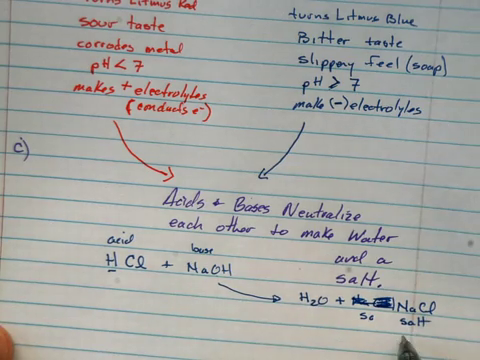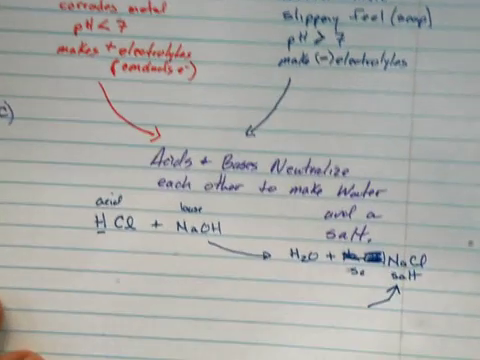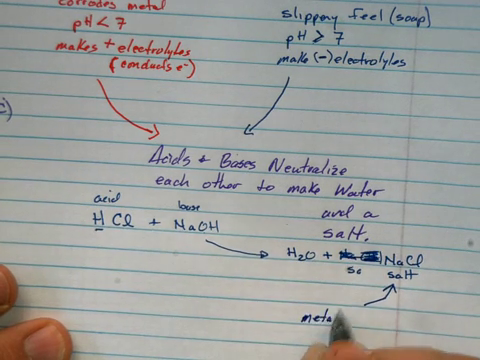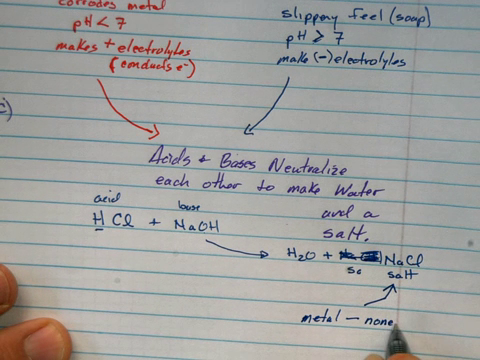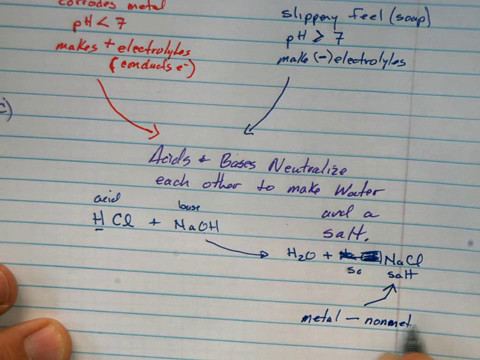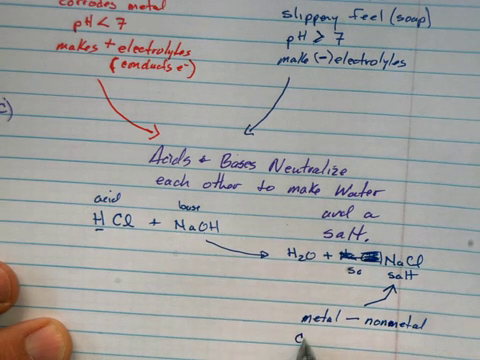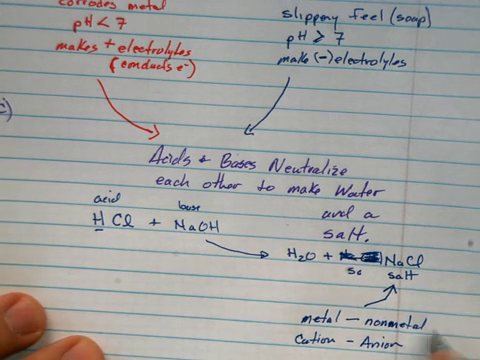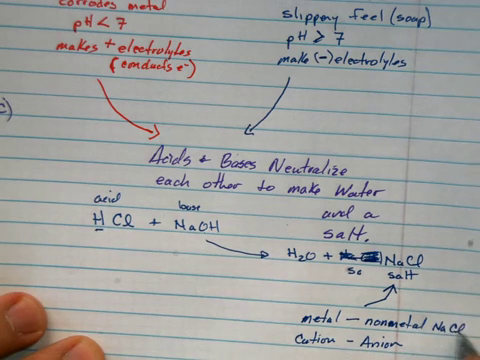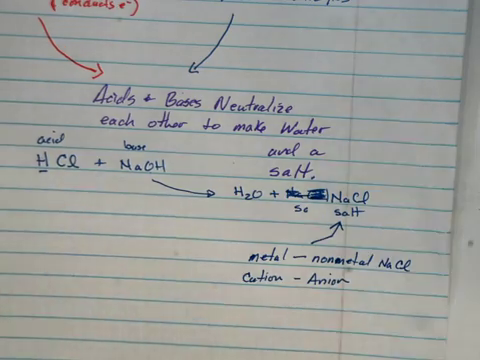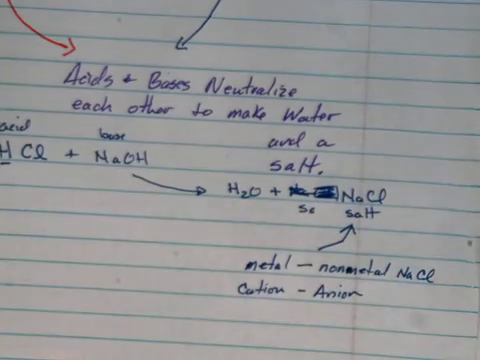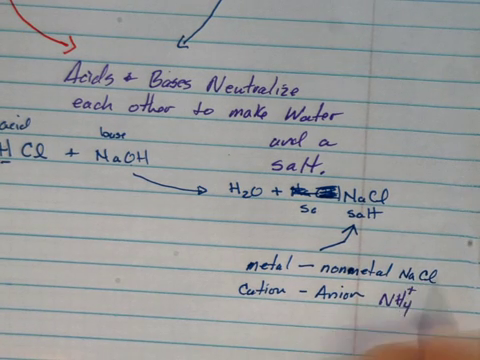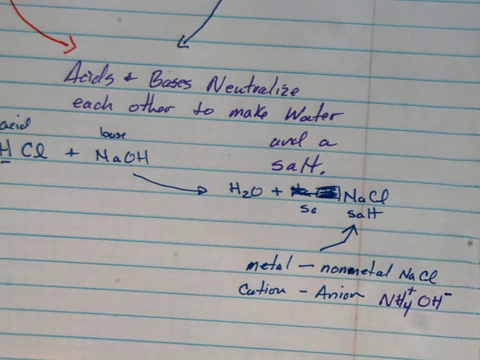So, a salt. We need to define what a salt is. Salt is not just table salt. It is either a metal bonded to a non-metal, or it is a cation bonded to an anion. For example, the metal could be sodium and the non-metal could be chlorine. Let me zoom that in so you can see that better. A cation could be something like ammonium, NH4 with a plus charge, bonded to hydroxide with a minus sign.